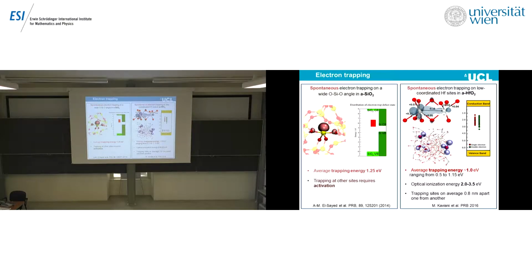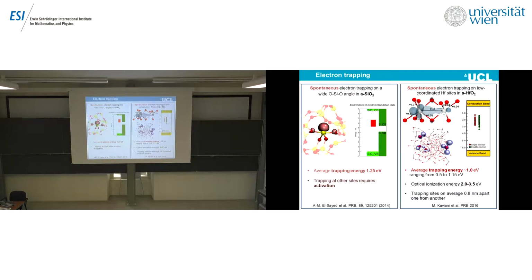So you can call these polarons. We tend to talk about trapped electrons, because these are not fully polaronic states, but they are trapped at precursor sites. So now if you do statistics and you calculate this many times in different amorphous structures, you have a distribution of these levels. So this distribution is very wide.